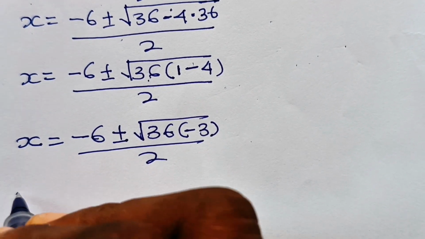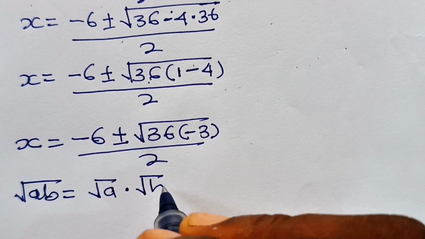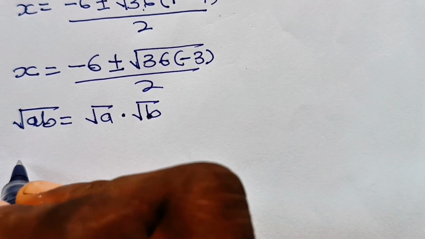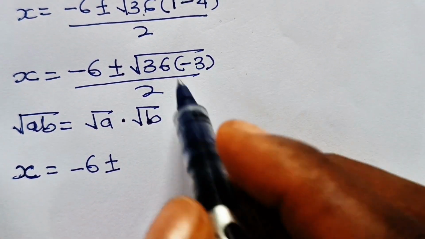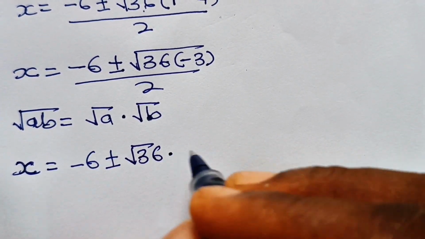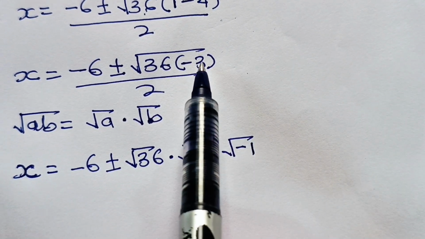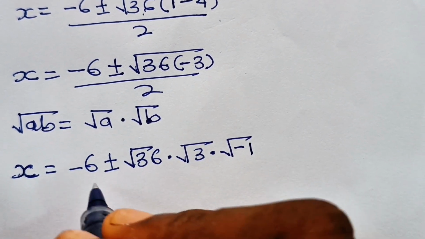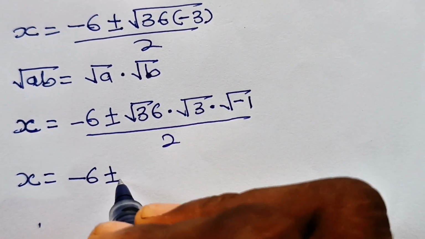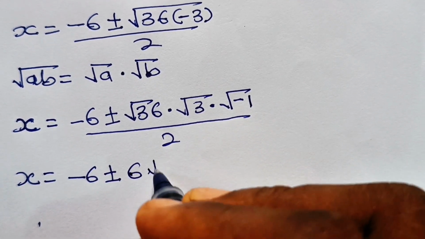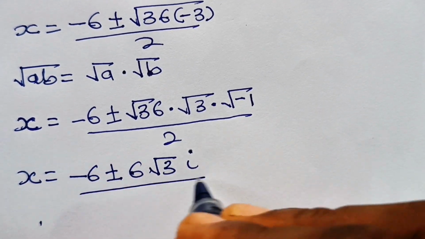Now note that square root of a multiplied by b is equal to square root of a multiplied by square root of b. So it simply means that x is equal to minus 6 plus or minus, so we can separate this as square root of 36 multiplied by square root of 3 multiplied by square root of minus 1. Yes, because minus 3 is the same thing as 3 times minus 1. Everything divided by 2. So we have x is equal to minus 6 plus or minus square root of 36 is 6. Then we have root 3i, because square root of minus 1 is i, divided by 2.